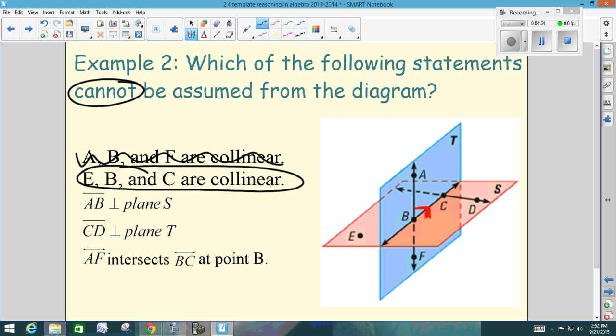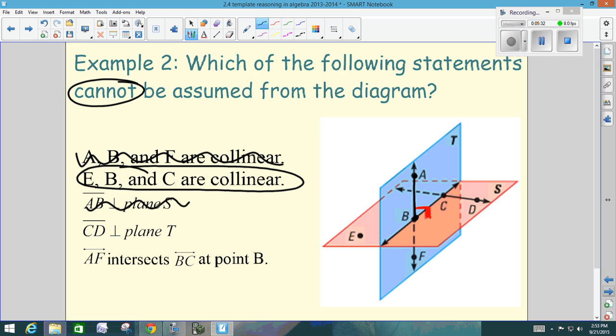Third statement, segment AB is perpendicular to plane S. Can you assume that segment AB is perpendicular to plane S? What does upside down T mean? Oh, okay. How do you know that segment AB is perpendicular to plane S? Awesome. Segment AB starts at A, ends at B, endpoints. And plane S, the red one, form a right angle. So yeah, we can assume this.